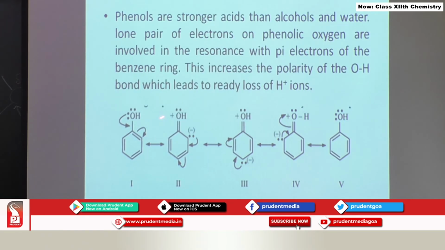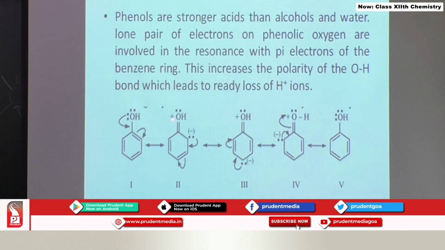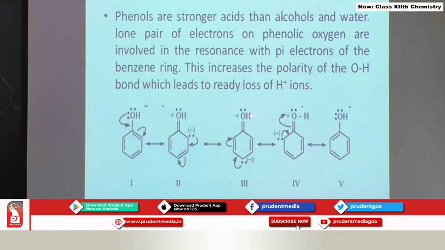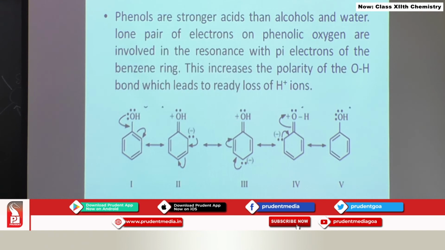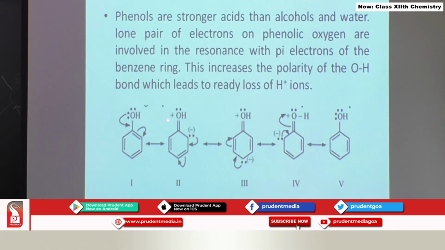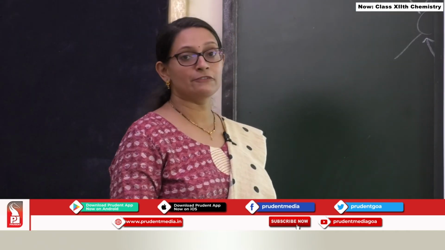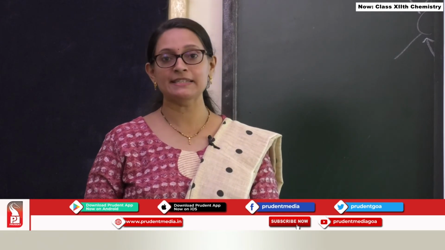Now, look at these resonating structures, structure 2, 3 and 4. Look at the first structure, the electron cloud is involved in resonance with the benzene ring. As a result, this oxygen gets positive charge. See, in structure 2, 3 and 4, oxygen is positively charged, and oxygen, since it is highly electronegative atom, it cannot withstand this positive charge for a long time. Therefore, this OH bond polarity increases. H plus ion is lost easily in order to destroy this positive charge on oxygen. As a result, phenols are known to lose protons easily.